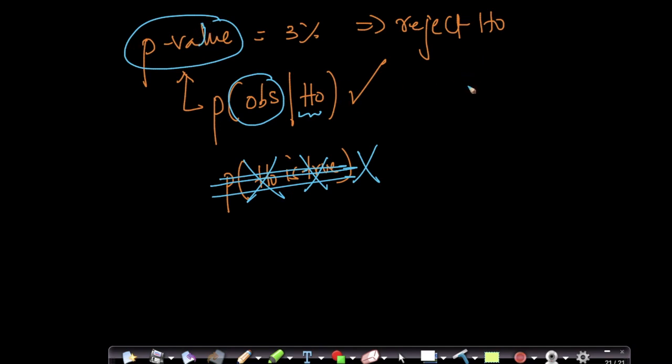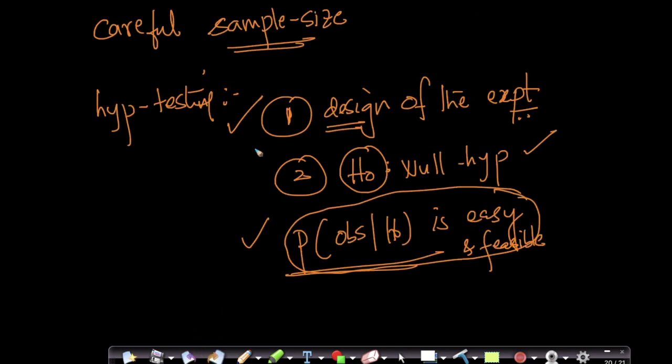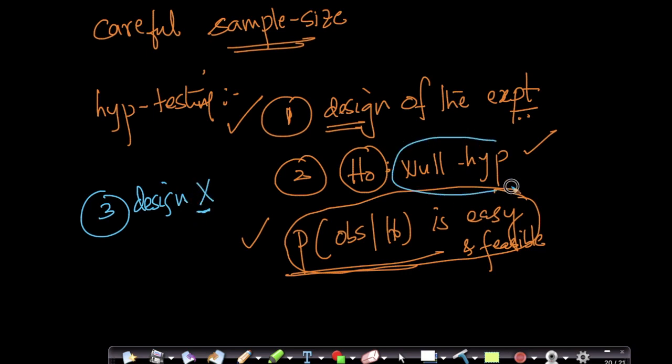So the simple way for you to think of p-value always is, it is a probability of observation given an assumption. And this assumption is called a null hypothesis. And this observation is what you already observed. Of course, you have to design your experiment very carefully. You have to design your test statistic very carefully. There is a third part here I forgot: the design of your test statistic, which is X. And you have to define your null hypothesis such that these probabilities are easy and feasible to compute.